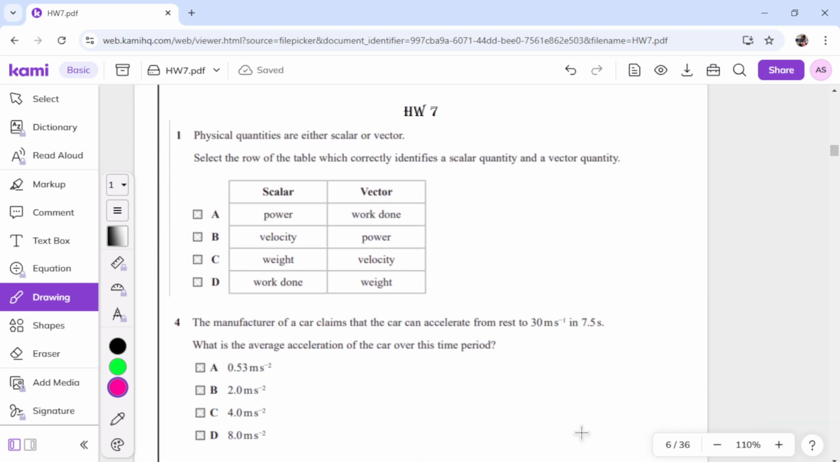Physical quantities are either scalar or vector. Select the row of the table which correctly identifies a scalar quantity and a vector quantity. Power is a scalar, but work is a scalar also, so this is incorrect. Velocity is a vector, so this is incorrect. Weight is a vector, so this is incorrect. Work is a scalar, right. Weight is a vector, right, so I will choose D.